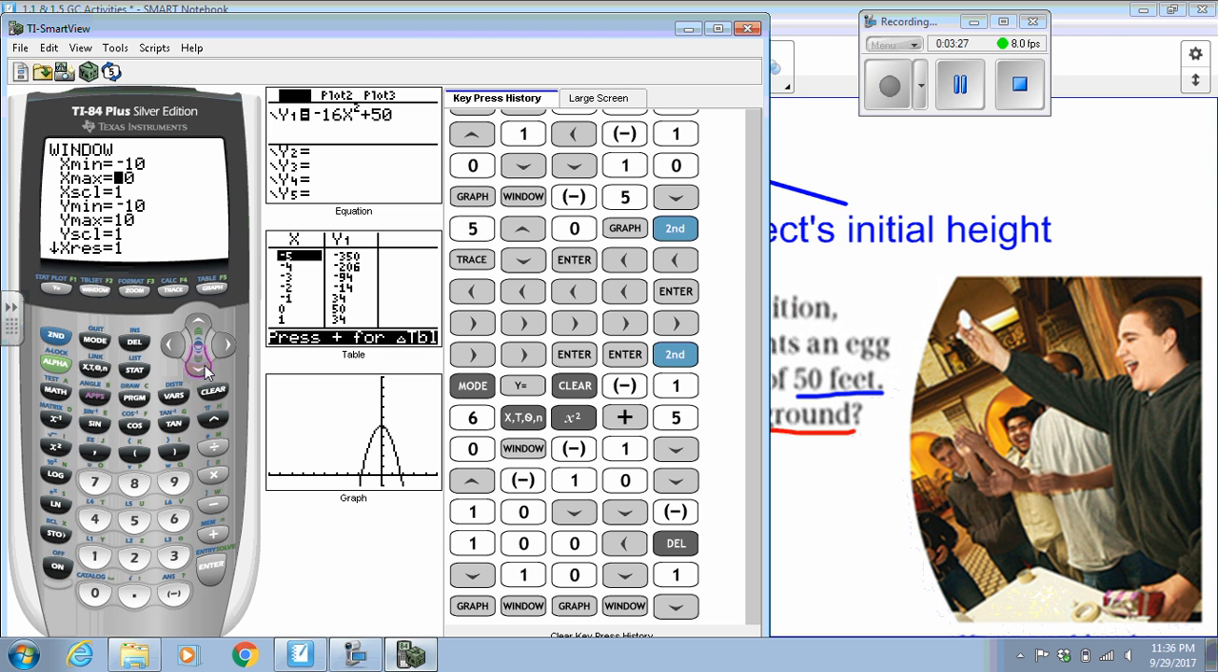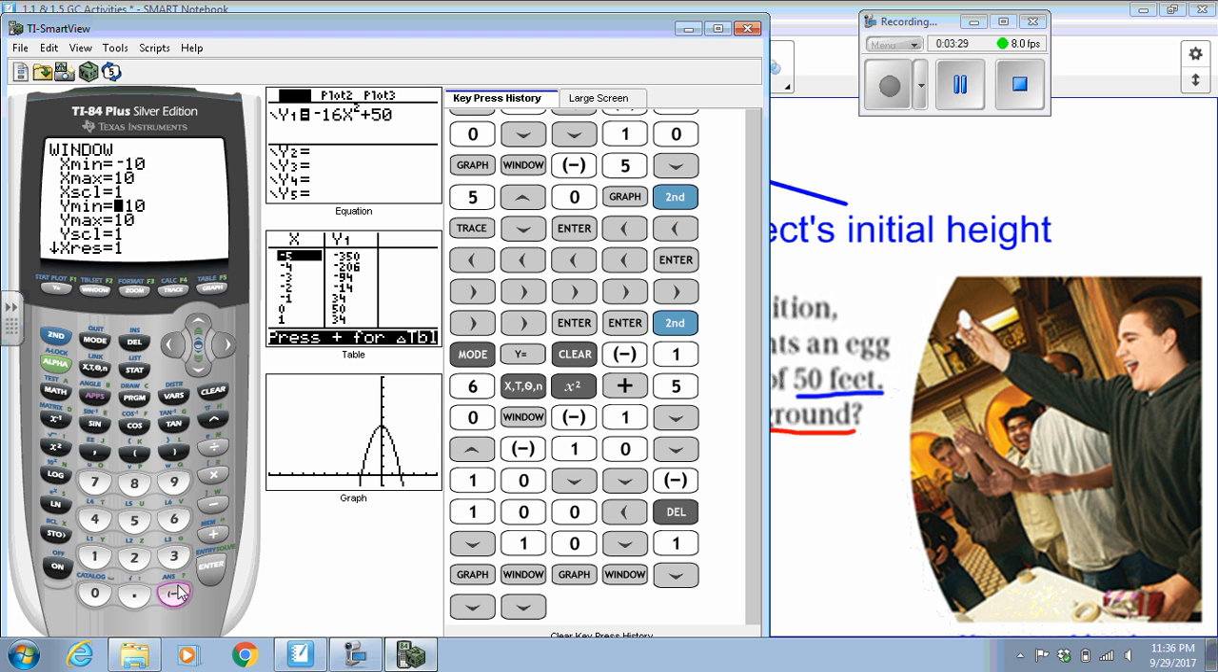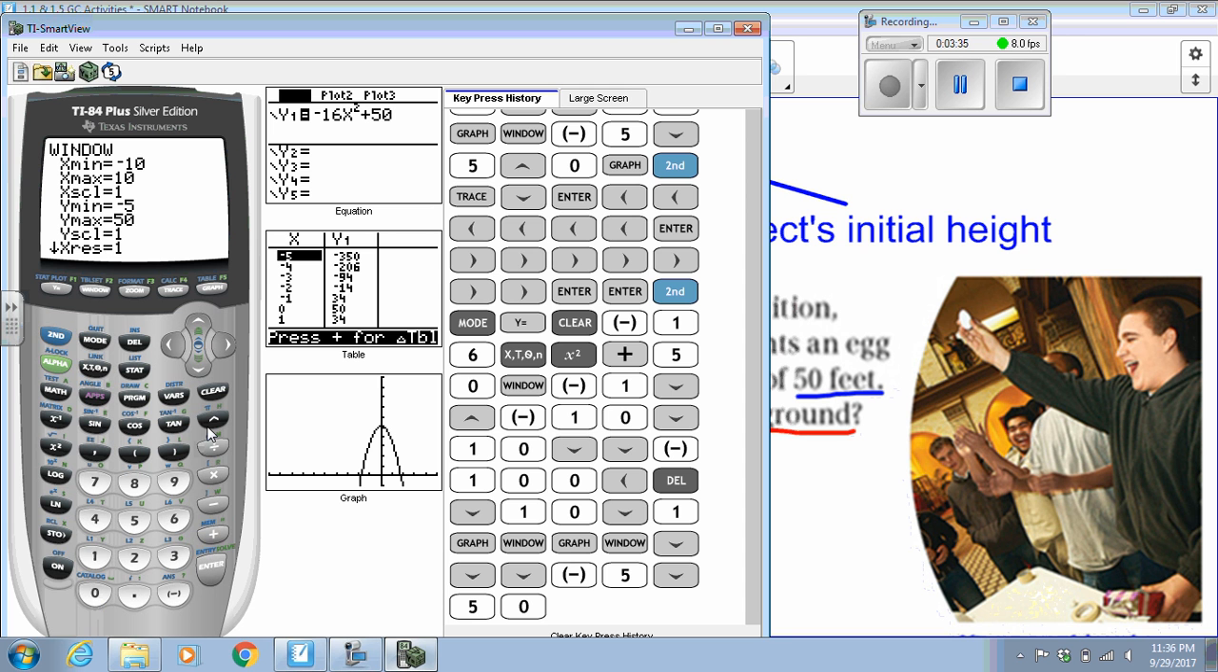So let's go ahead, let's make our y min, I'm going to make it negative 5. And then let's go ahead and make our y max at 50. Now, I don't want all those little lines here, so I'm going to make my y scale 5 here. Okay, let's go ahead and graph this and see if this works better. And it did. Now we can see the top half of our graph.